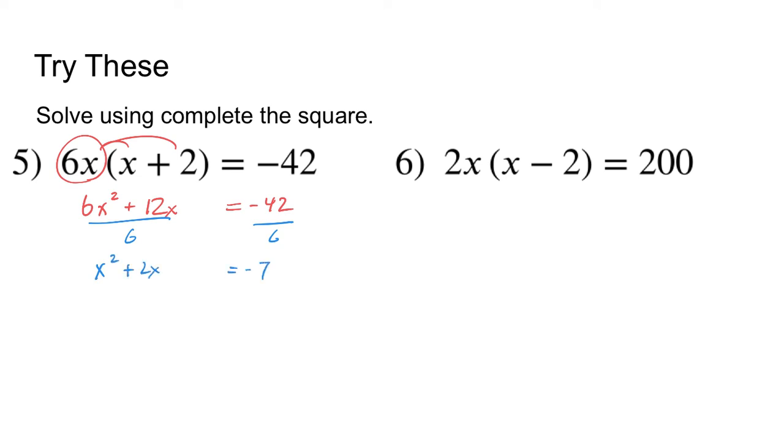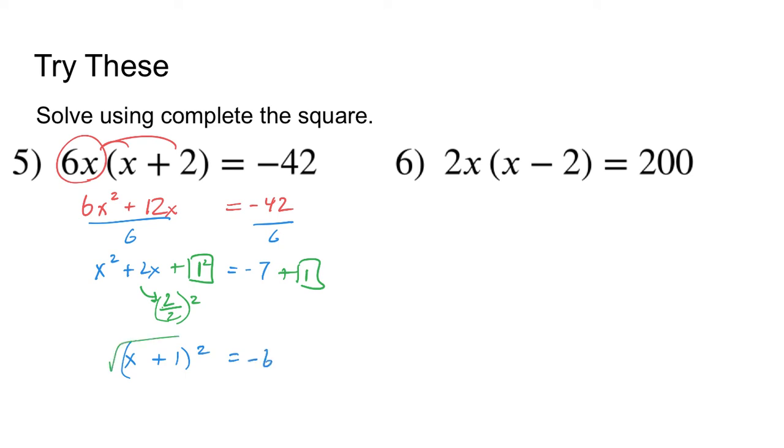Negative 42 divided by 6 is negative 7. You'll fill in the box. You'll say, what's in the box? So it'll be that b value, 2 divided by 2 squared, or 1 squared, that will add to both sides. This left side turns into x plus 1, the quantity squared. Negative 7 plus 1 is negative 6.